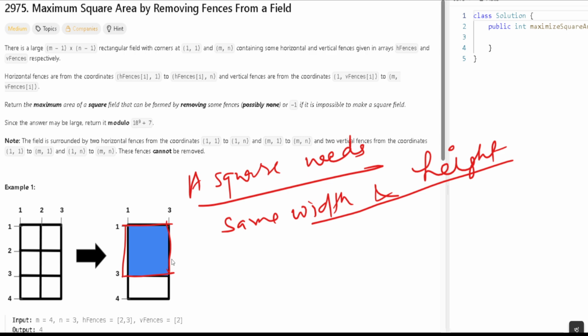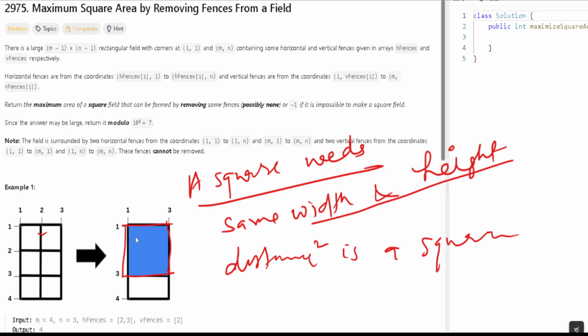So the problem becomes: can we find the same distance between two vertical fences and two horizontal fences? In both cases, through these fences and these fences, we can find the same distance between two vertical fences and horizontal fences. But how? Yes, we can, if the distance is a square area, we can find it easily.